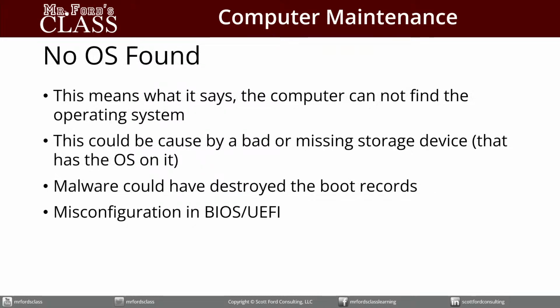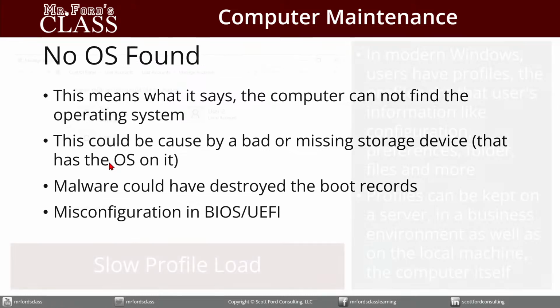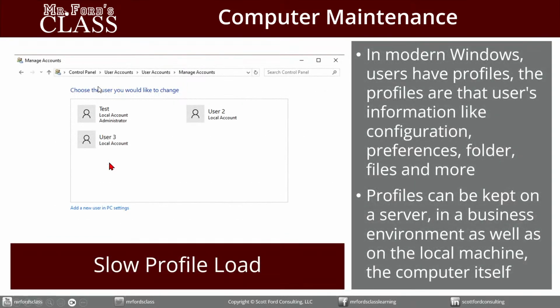If no operating system is found, this means just what it says, you can't find the operating system. This could be caused by a bad or missing storage device. Okay, if you pull out the hard drive, no system found. No kidding, no operating system is found. You don't have a hard drive where it's at. Malware, once again, could have destroyed the boot records. And you can also have a misconfiguration of your BIOS or your UEFI. Again, there's that malware. Scan those computers first, folks. You'll save so much time.